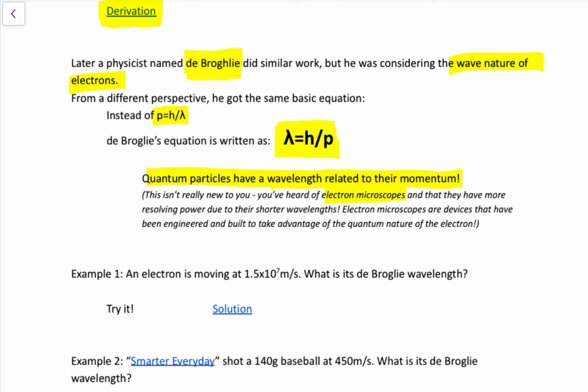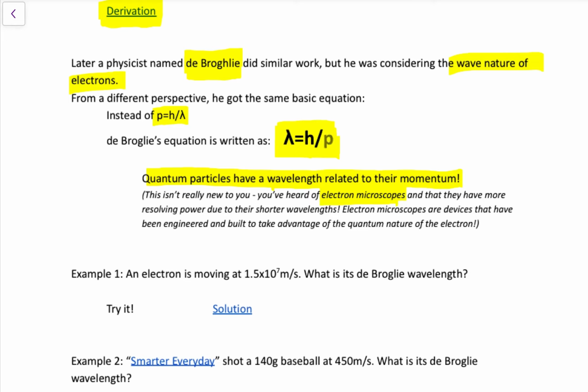Electron microscopes. Sometimes I ask people to find an electron microscope diagram and do a little bit of research on why electron microscopes are better. Electron microscopes are based on this quantum idea here, that particles with momentum have a wavelength. So they use a parallel plate, they shoot electrons, they use cool ways to focus them like a lens for light, but more complicated.